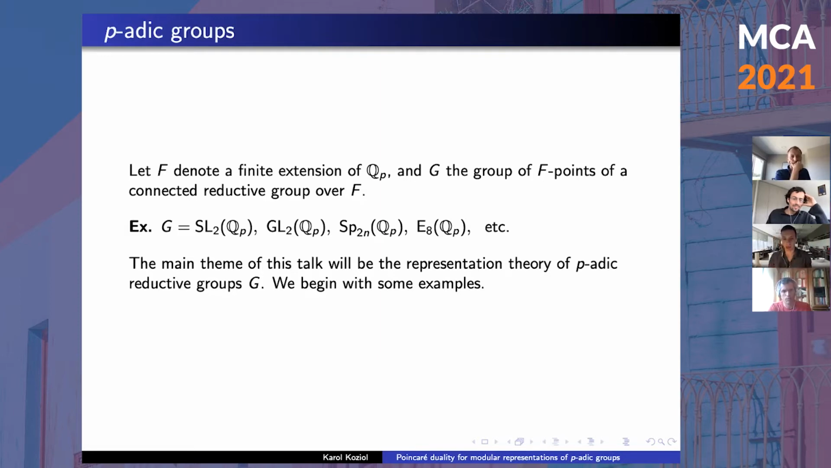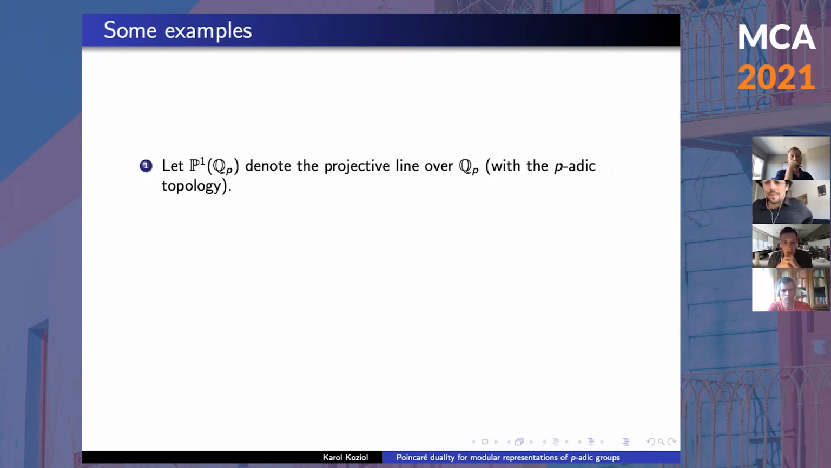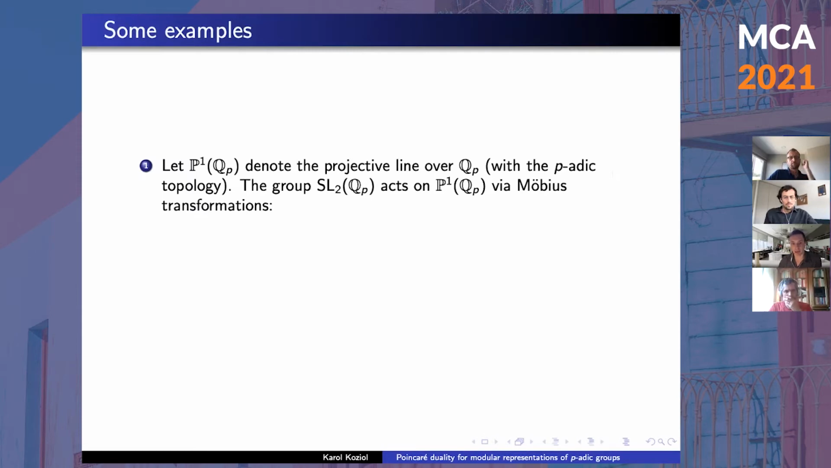But I want to start with some examples so you have some things to hold in your head if you've never seen these things before. Let me give two very basic examples. The first starts off as follows. Let P^1(Q_p) denote the projective line over Q_p, which we're just going to endow with its p-adic topology. No scheme theory here or anything like that. And again, I'm going to focus on SL2(Q_p) for all of my examples.